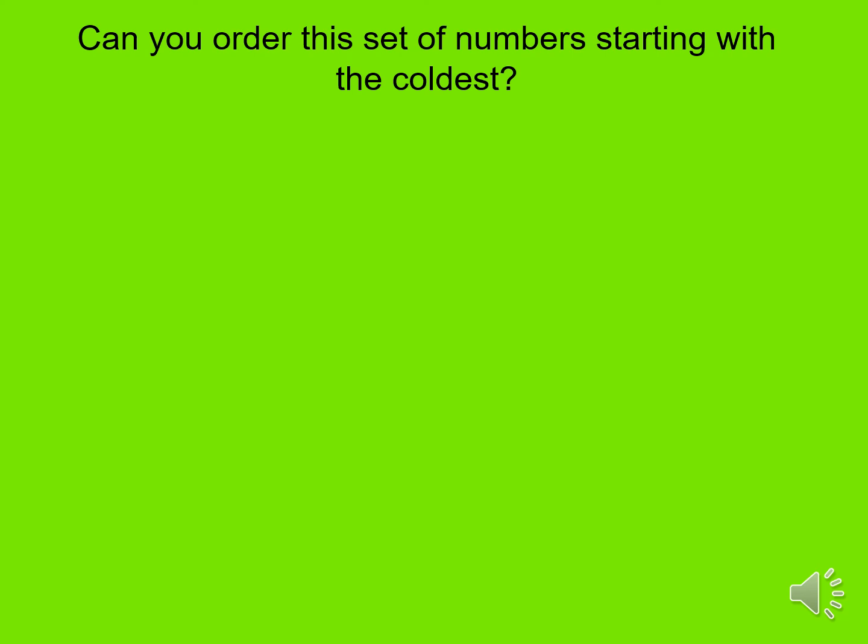Can you order this set of numbers starting with the coldest? So we've got 3 positive numbers, 25 and 10. And then we've got 3 negative or minus numbers, -15, -20 and -2. If you're ordering these starting with the coldest, it's going to be one of the negative or minus numbers. Have a think.